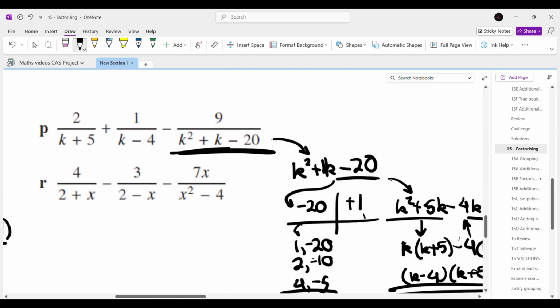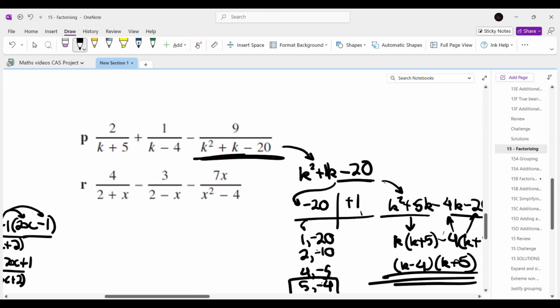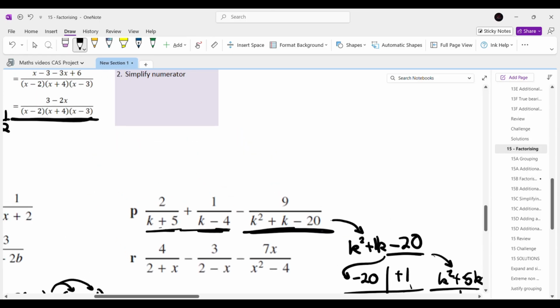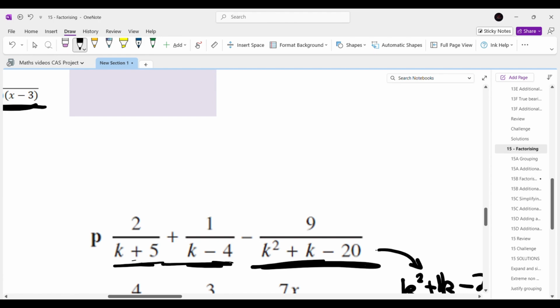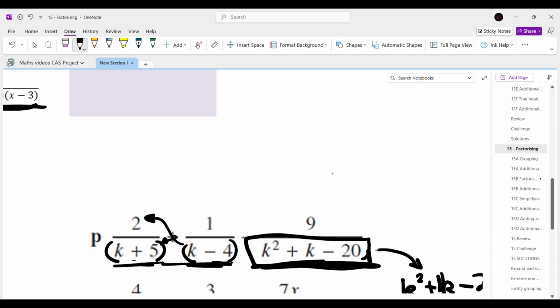Alright? And now what this means is that you can see that some of these factors are already shared by these two fractions. So this already has our lowest common denominator, because what we do is we multiply the k minus 4 to this, and then we multiply the k plus 5 to this, and now they all have the same lowest common denominator of k plus 5 times k minus 4, because this is already here.